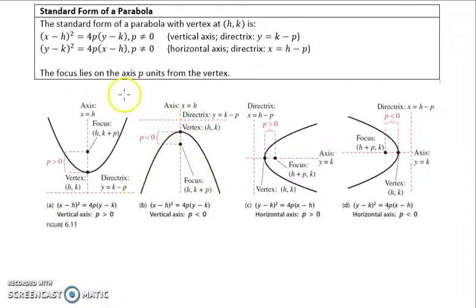And again, that should make sense because if we're thinking about something multiplied by the x squared, if this number is negative, we're going to open down. So if p is less than 0, we're going to open down. Same thing with left and right. Right being the positive direction, so if p is greater than 0, we're going to open to the right. If p is less than 0, we're going to open to the left.